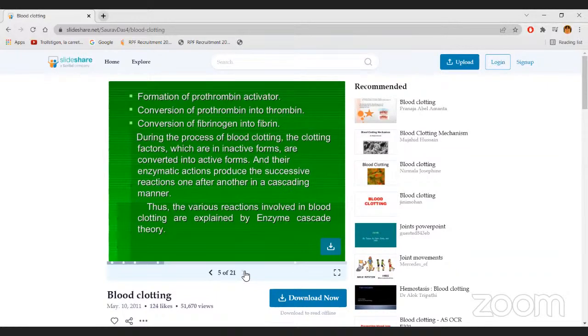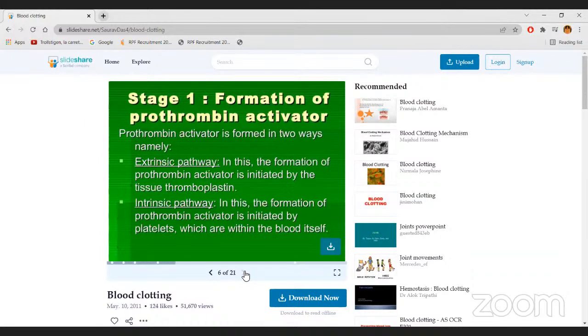During the process of blood clotting, the clotting factors which are in inactive forms are converted into active forms, and their enzymatic actions produce successive reactions in a cascading manner. Thus the various reactions involved in blood clotting are explained by the enzyme cascade theory. So stage one, the formation of prothrombin activator. The prothrombin activator is formed in two ways, namely the extrinsic pathway.